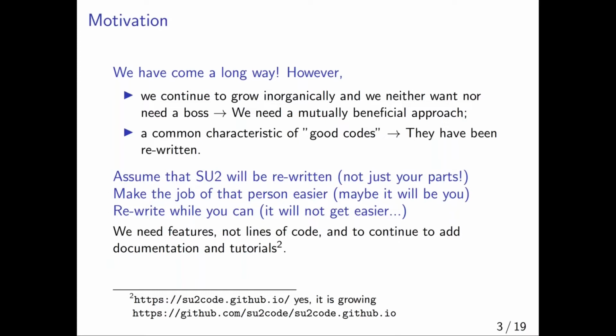And also a very important aspect of most good codes that we need to keep in mind is that they have been rewritten at some point in their lifetime, because no one predicts the future. And so assume that SU2 will be rewritten, not just the parts you write, and make the job of that person easier, because in most cases it will be you, and rewrite while you can, because it will never get easier as more things are added. So in summary, we need features, not really lines of code, and this again goes back to the initial talk. And we need to continue to add documentation and tutorials, and we have made excellent progress in all those things.